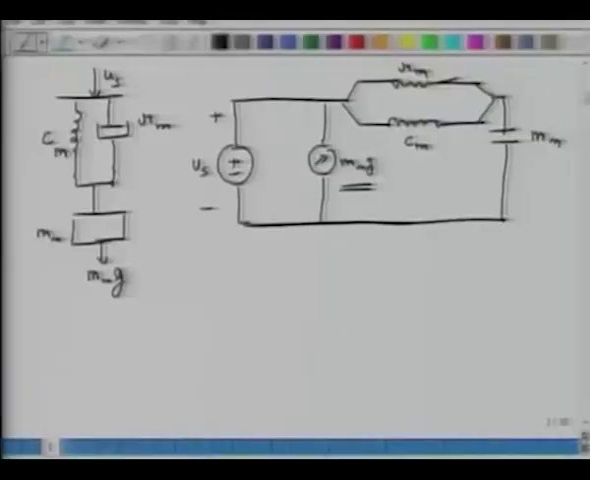So what you are seeing here is that instead of writing long equations, if I am able to develop a lumped system for this entire mechanical network, then in a very straightforward way I can solve for complex systems. This is a simple system, but I can also solve for complex systems. So we'll do a couple more examples. Let's look at another one where I have two masses.